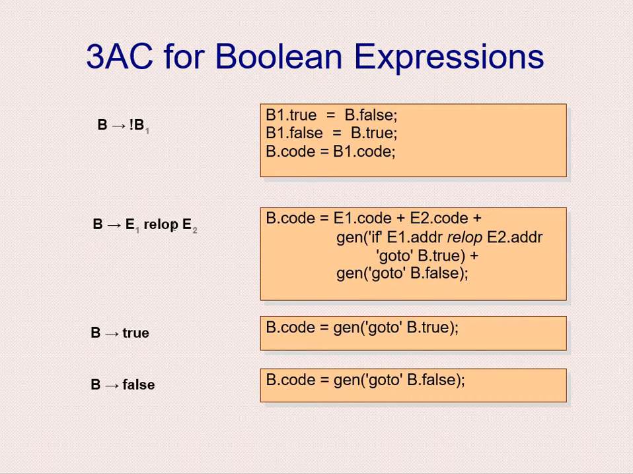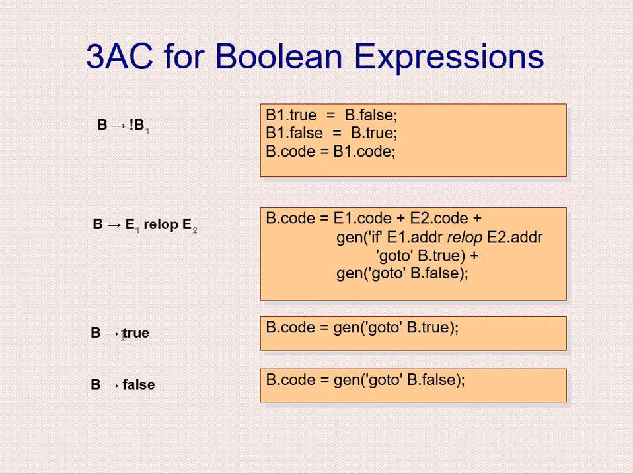Now suppose a relational operator is coming, B is generating E1 relational operator E2, like less than, greater than, less than or equal to, greater than or equal to, and so on. So B.code will be E1.code plus E2.code plus generation of if E1.address relational operator E2.address, then go to B.true, plus generation of go to B.false. At that time we can find the value of B.code. In this manner we can represent this in three address code.